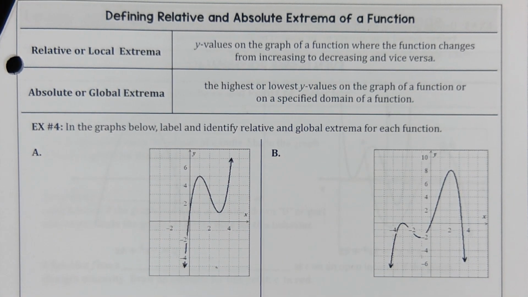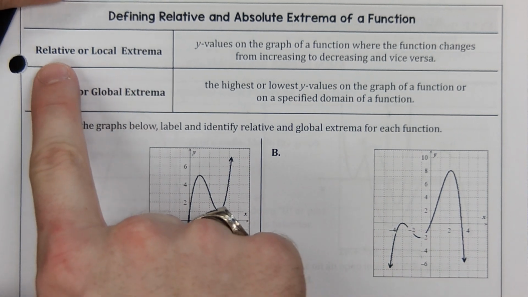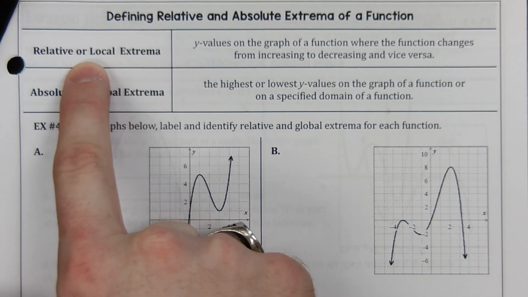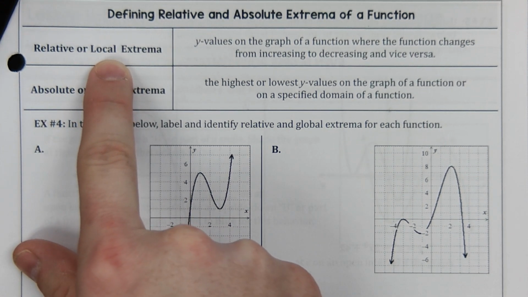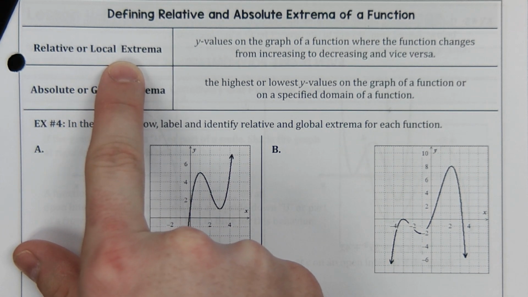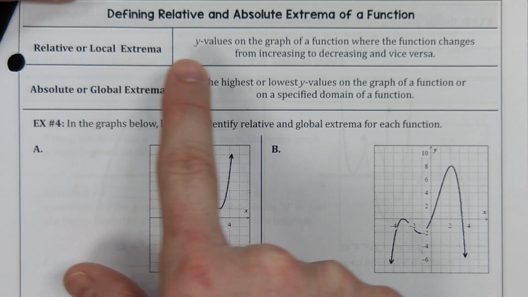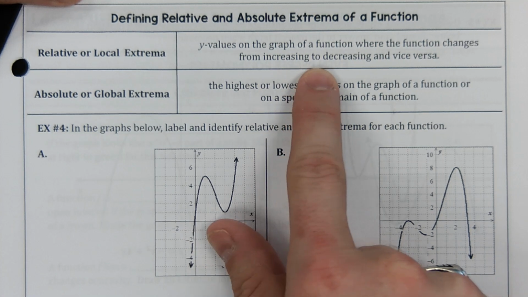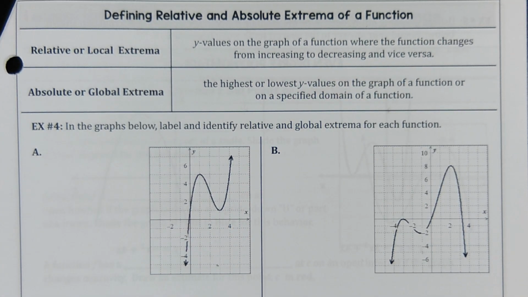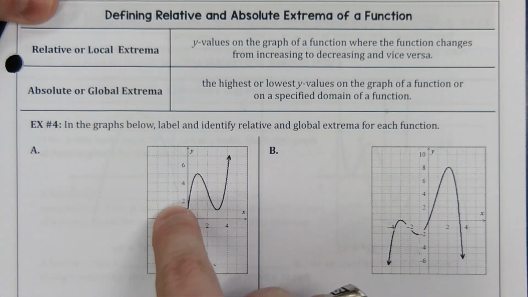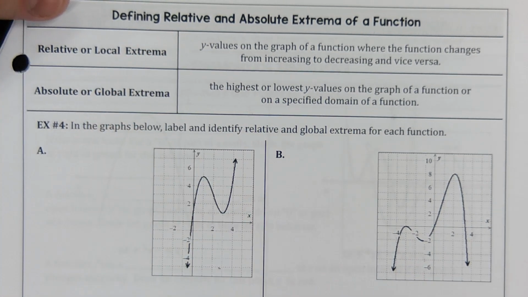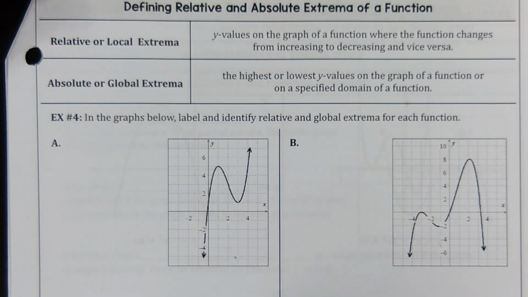We already know what a relative or local maximum or minimum is. A relative or local extrema just means it is a maximum or it is a minimum, but it's not necessarily the largest or the smallest y values on the graph of a function where the function changes from increasing to decreasing and vice versa. We said if you are going up, then down, you found a maximum. So increase to decrease is a maximum. Decrease to increase is a minimum.